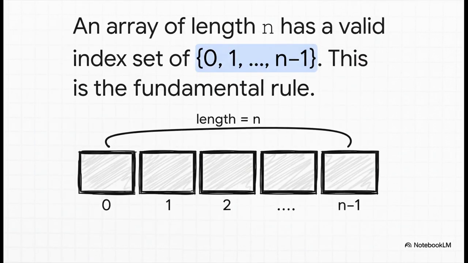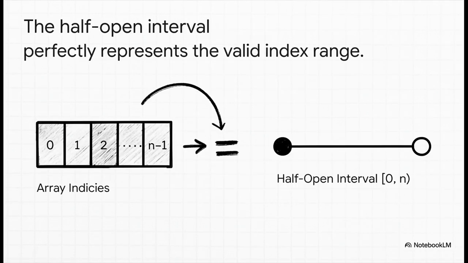Okay, so how does this help us code? Well, think about any standard array. If it has a length of, say, n, what are its valid index positions? They're always 0, 1, 2, all the way up to and including n minus 1, right? And this is where it all clicks. The half-open interval from 0 to n, written as [0, n), is a perfect match for that range of valid indices. It includes 0 and goes right up to but doesn't include n. The array's length itself becomes this perfect, natural, exclusive upper bound.